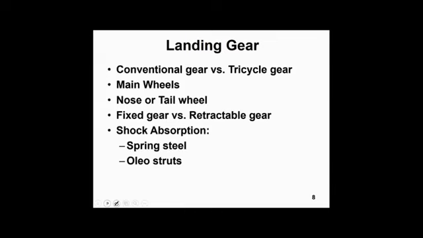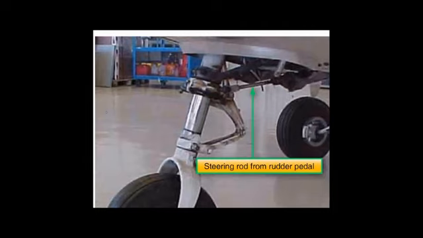There's also a thing called oleo struts. Oleo struts are also called air oil shock struts. And inside of this strut, and I'm going to oversimplify it a lot, there is compressed air. There's actually a valve on top like a bicycle or a car tire, and there's compressed air in here.